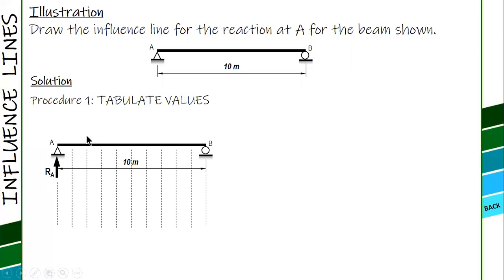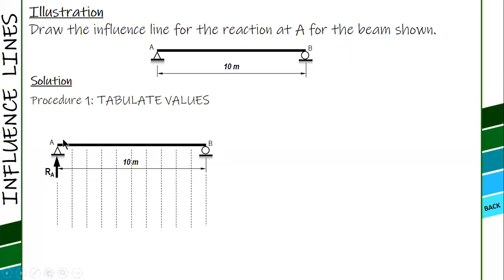So what you will do in tabulating values is, you place the unit load at A first and then move it 1 meter at a time until it reaches point B. And every time the unit load moves, you compute or determine the value of RA. Like when the unit load is at this point, 3 meters from A, what's the reaction at A? Use statics. You sum up moment about point B, and you get RA. Then you tabulate it.